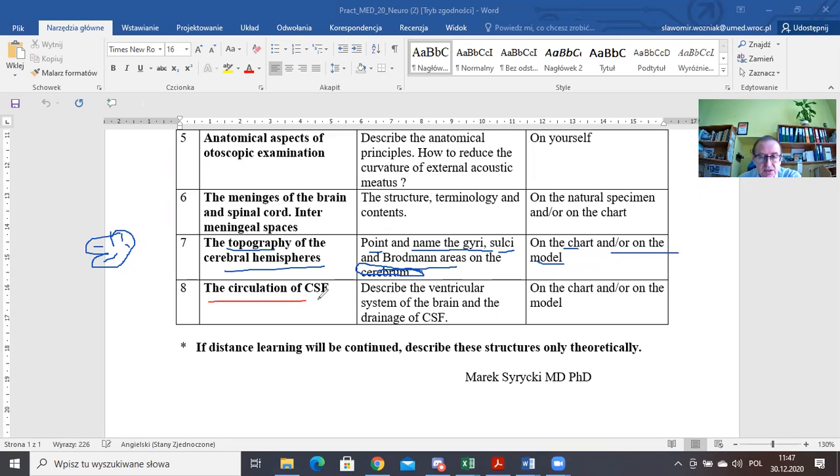And the last one, the circulation of the cerebrospinal fluid. Describe the ventricular system of the brain and the drainage of the CSF. Okay, so if you've got the fourth ventricle, here you've got the third, aqueduct and fourth ventricle and the central canal, and the circulation of the fluids on the chart and or on the model.